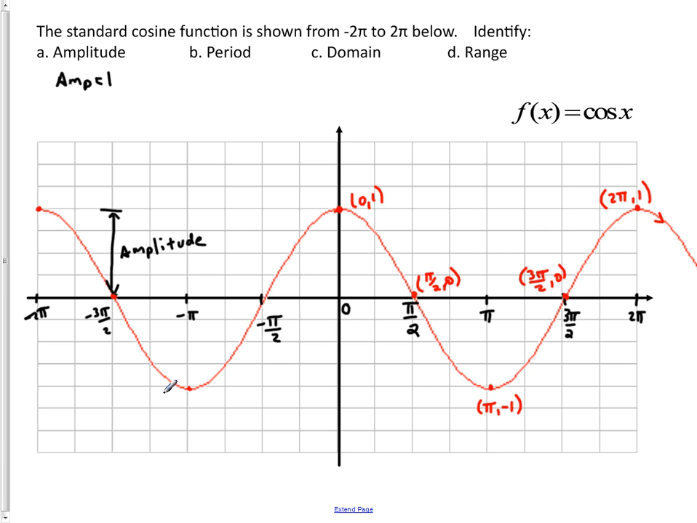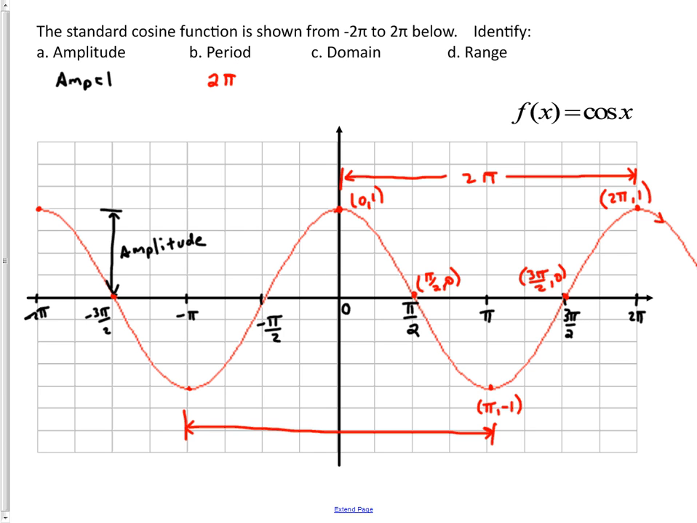The period is similar. It's the distance it takes us to get from, some people say peak to peak, right? If we looked at this right here, or trough to trough, I suppose, if you're a radioman, you look at some of these values right here, and our period is 2 pi. That's how long it takes for this cycle to repeat. So our period here is 2 pi.